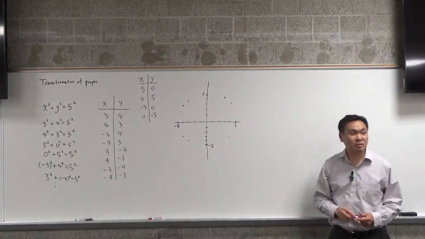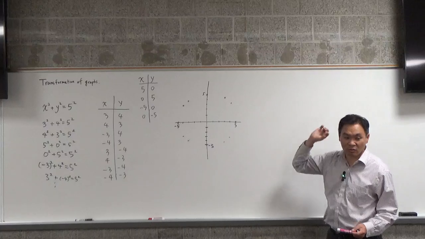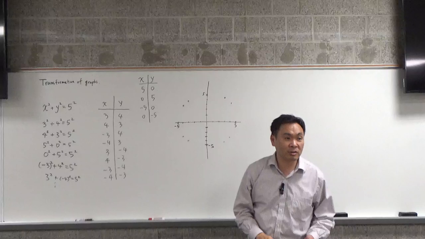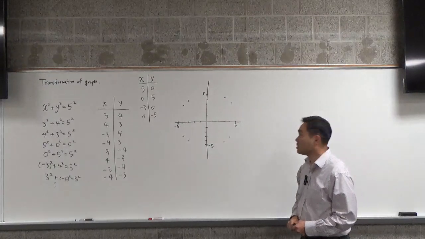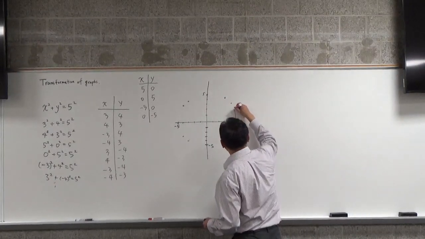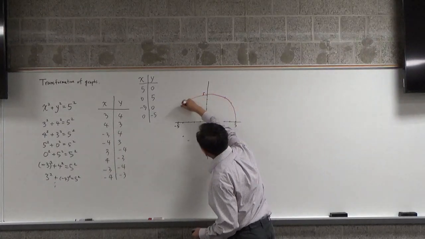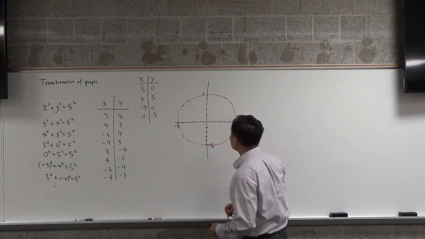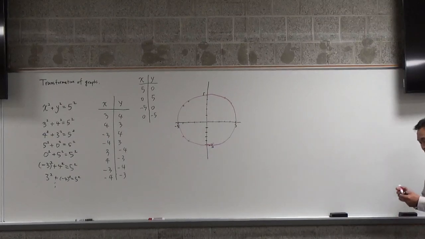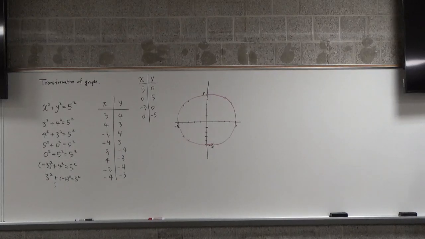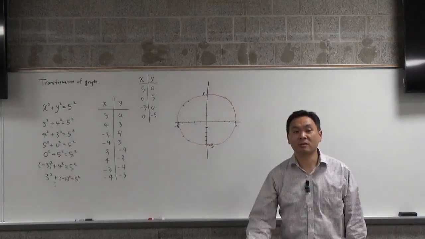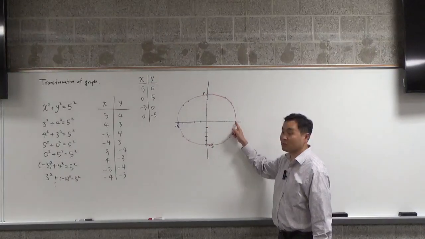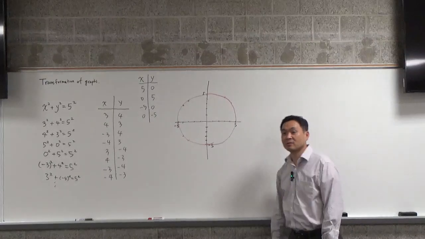So you can plug in other points, and as you plug in more and more points, what kind of graph would you get? Can you guess? It will be a circle, right? If you connect all these dots, okay, I didn't draw it very well, but it's a circle. Okay, it's a circle of radius what? 5, right? Because this distance is 5. It's a circle of radius 5. Is that good?